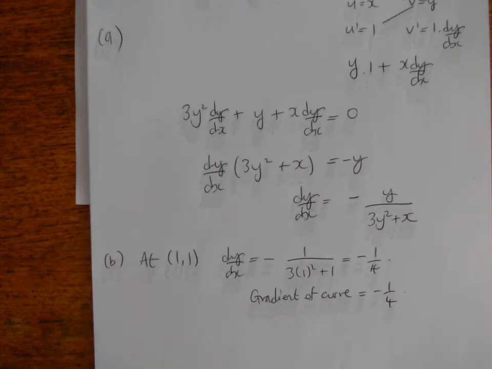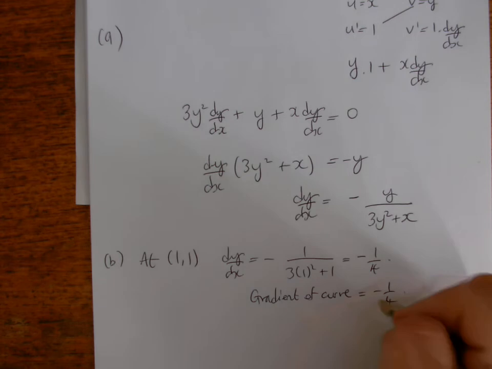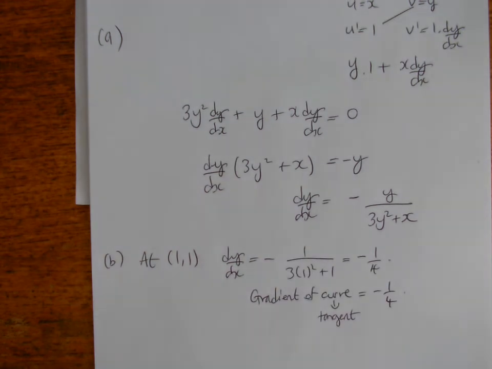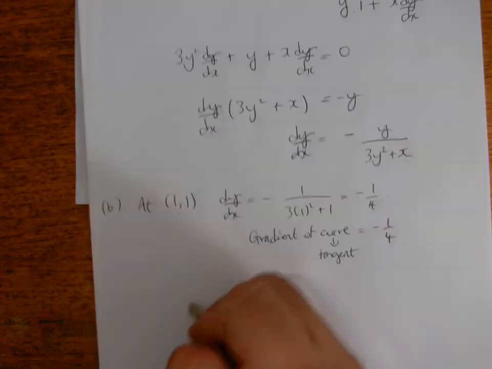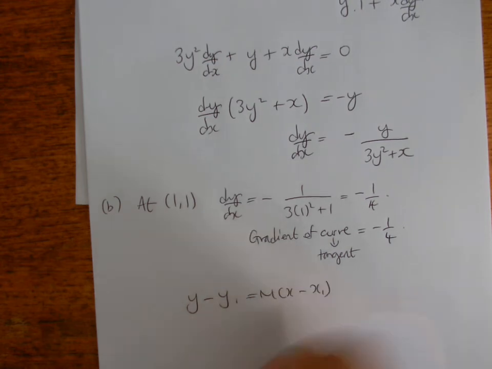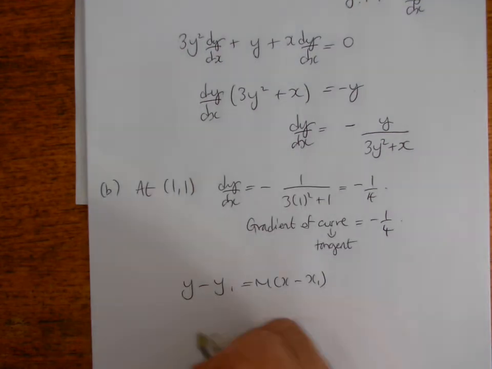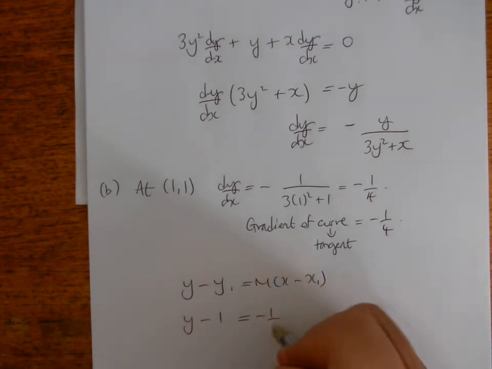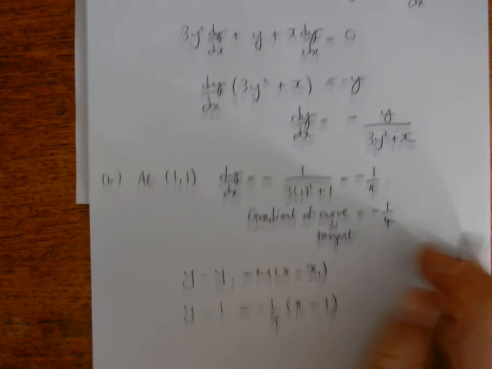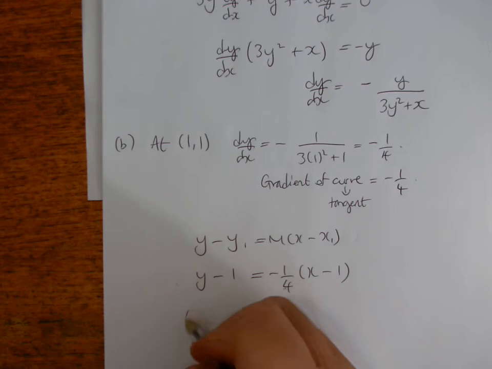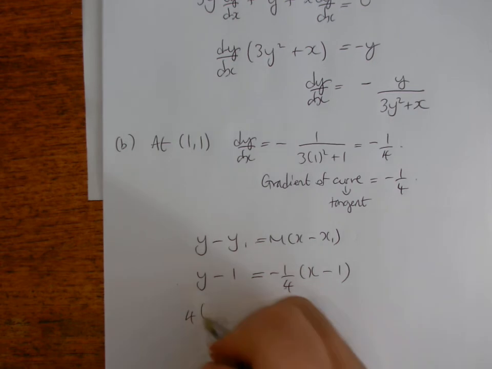So to get the equation then of the tangent, well, gradient of the curve is also the gradient of the tangent at that point, okay. So you use the y minus y1 equals m times x minus x1 formula, so at that point, 1, 1, okay, we sub in the gradient, take the 4 over the other side, and times, because you're dividing here, take it over times.